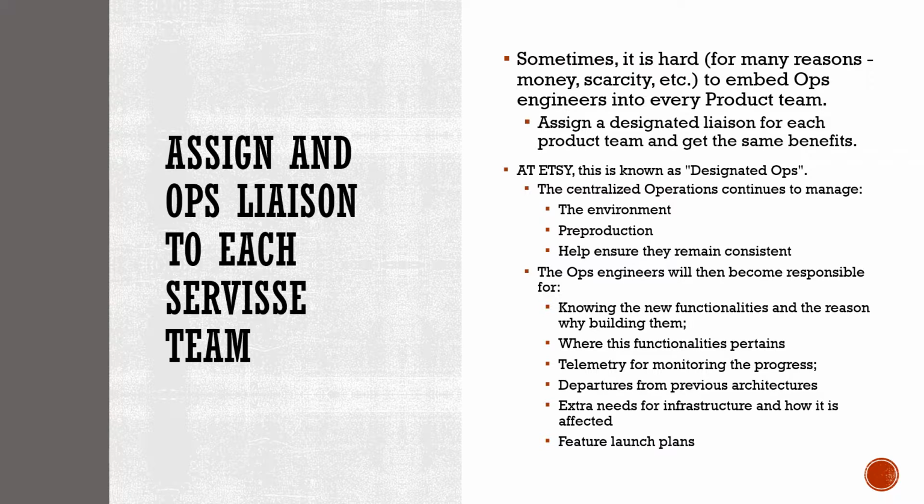Etsy company is known for designated ops, where centralized operations continue to control consistency of the pre-production environment. When assigning ops liaisons, the liaison attends the team stand-ups. It acts much like the embedded ops model. It identifies resource or time conflicts. It allows us to support more product teams, and it ensures that ops is not constrained.